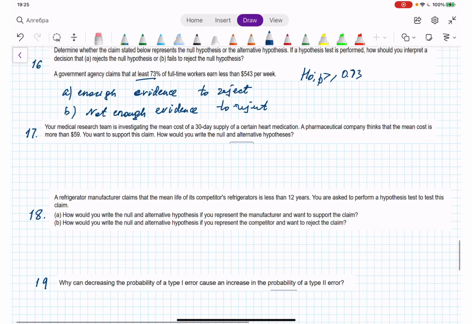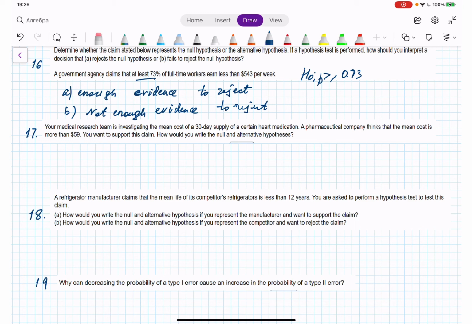Question number 17. So what do we have? A medical research team is investigating the mean cost of a 30-day supply of a certain heart medication. A pharmaceutical company thinks that the mean cost is more than $59. You want to support this claim. How would you write the null hypothesis and alternative hypothesis?